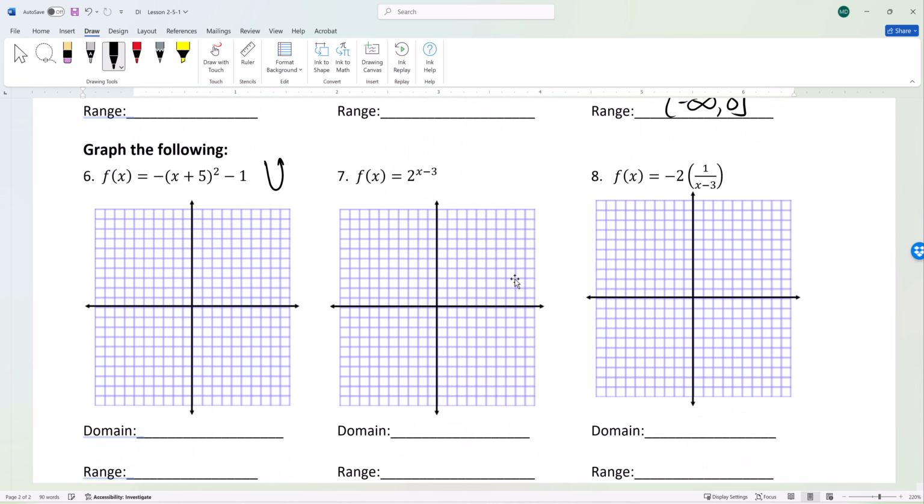This is a parabola. This is exponential. This is rational. Now we got to be careful here. That 2 in front means a vertical stretch. So all your y values multiply by 2. So normally, right, it does this. So that means just this y value, you're going to multiply by 2, and it's going to shift it up.